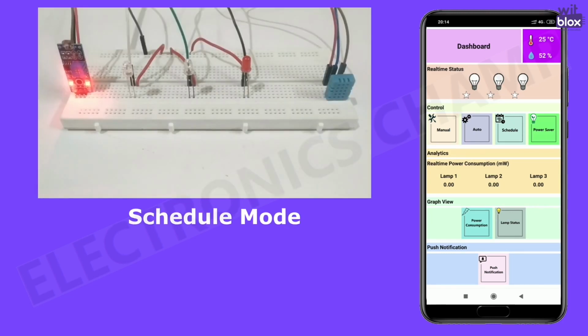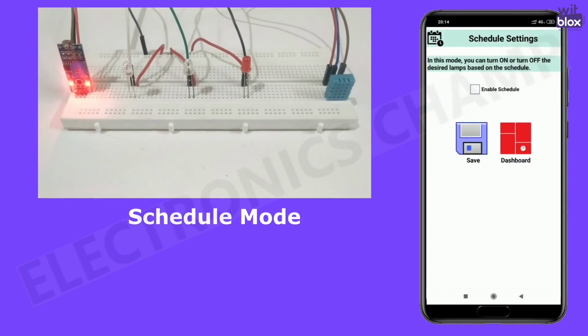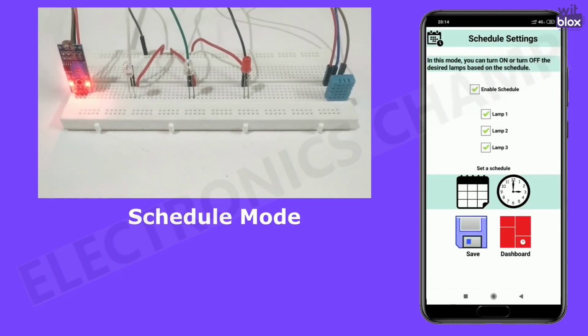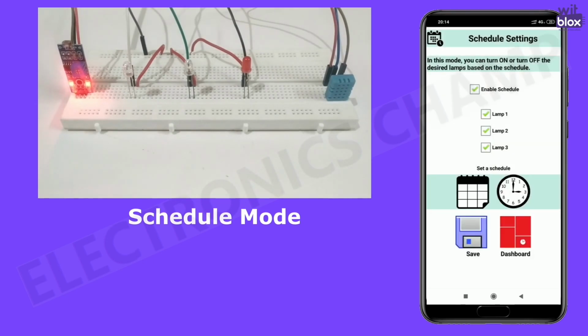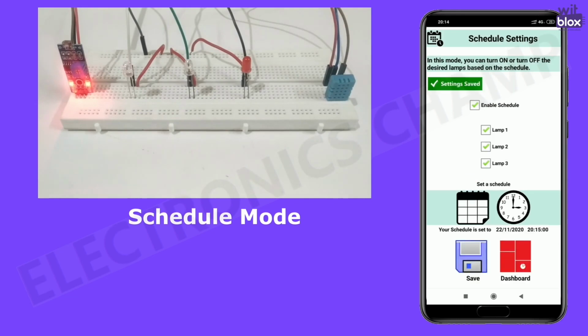In the schedule mode, the user can turn on or turn off the desired lamps based on a schedule. The user can enable this mode and select the desired lamps and save the settings. When the preset time is reached, the lamps are activated or deactivated based on the settings.